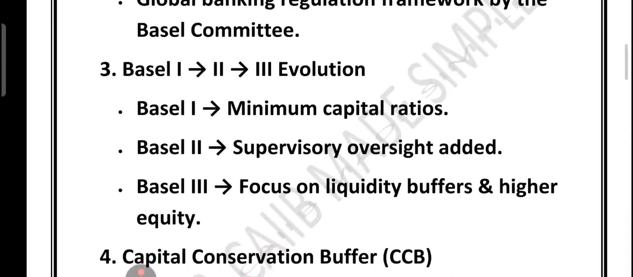Now you can see the evolution, 1 to 2 to 3. So let's see how the Basel framework evolved. Right here, the evolution has been shown. Basel 1 focused on the minimum capital ratio. The main focus of Basel 1 was the minimum capital ratio. What did Basel 2 focus on?